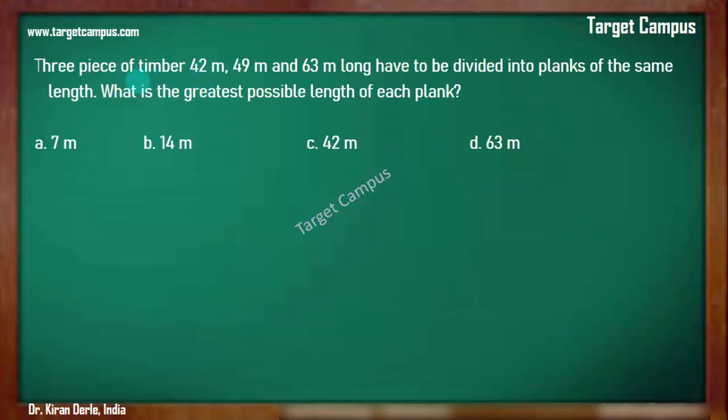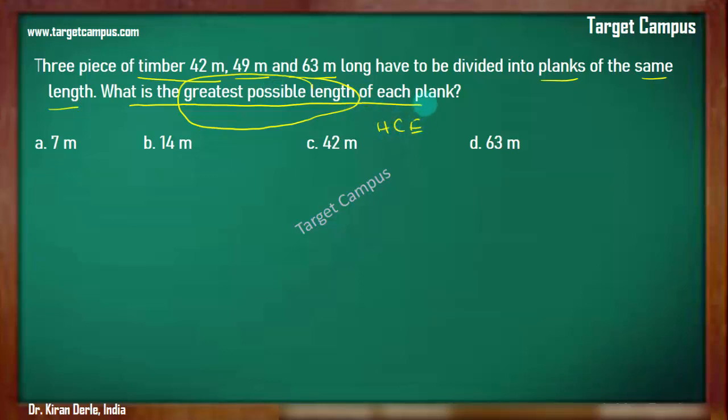3 pieces of timber 42 meters, 49 meters and 63 meters long have to be divided into planks of the same length. What is the greatest possible length? This is a very favorite example of exams, guys. When you are getting greatest possible value, greatest possible length, greatest possible number of students, you are dealing with HCF. No need to think anything extra. HCF, right? Greatest possible length.